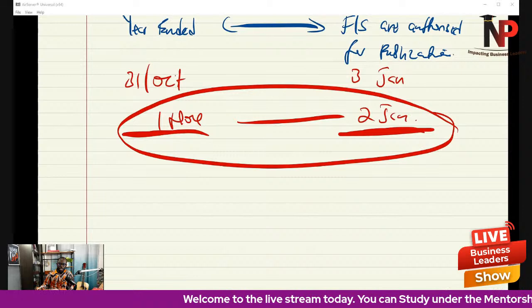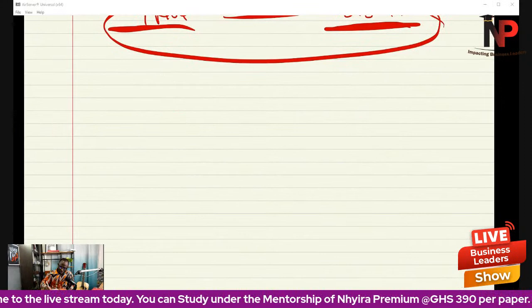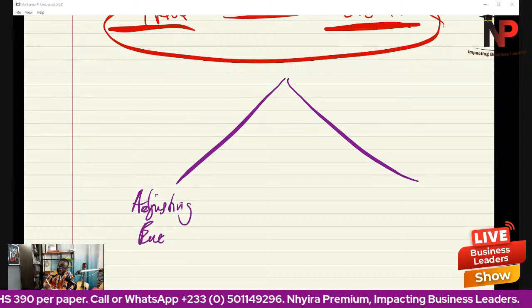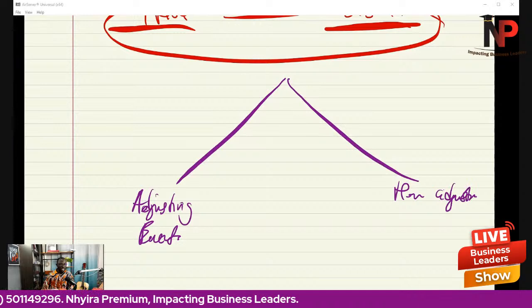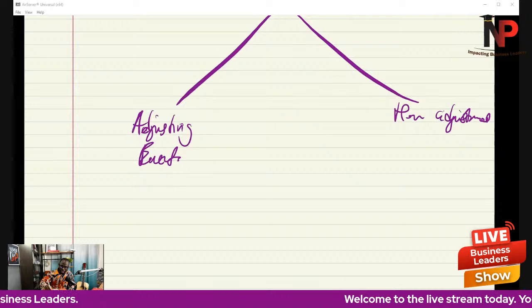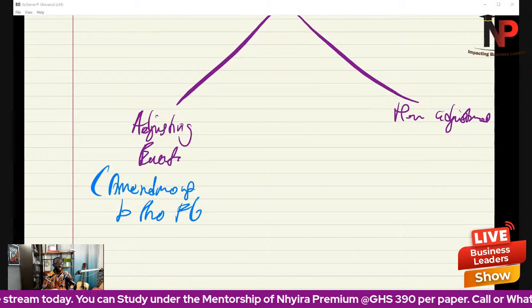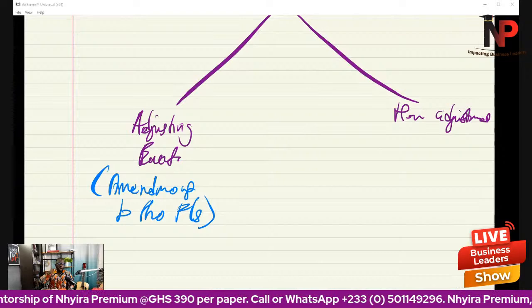And so these events after the reporting period can further be divided into two. For the takeaway, we have the adjusting events and then the non-adjusting events. Now, if the event is adjusting, it simply means that it requires some attention. For that reason, you would have to amend the financial statements. So you cannot publish the financial statements in their raw state. If the event is adjusting, you have to change some of the figures in the financial statements.